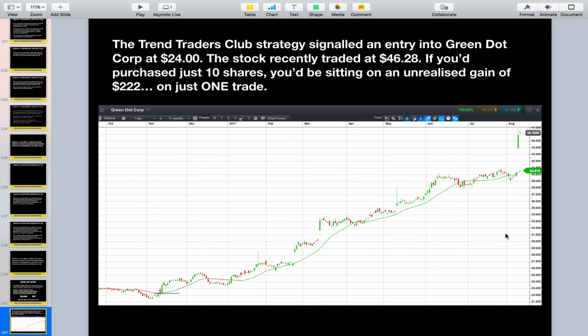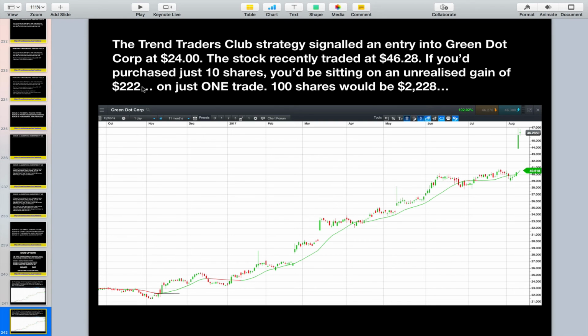So let's look at a couple of hypothetical examples of what this could mean for your trading. Here's a strategy that signaled an entry into Green Dot Corp at $24 down here, and the stock rallied all the way up, as you can see, and then it gapped up here on earnings to $46.28. If you'd purchased just 10 shares, I'm again not giving trading advice, but hypothetically if you'd bought just 10 shares of this, you'd be sitting on an unrealized gain of $222 in just one trade. If you'd bought 100 shares, that would be $2,228. Again, not an earnings claim.